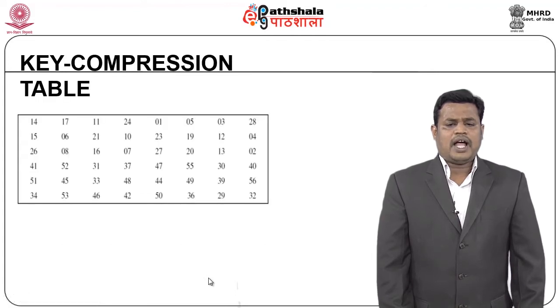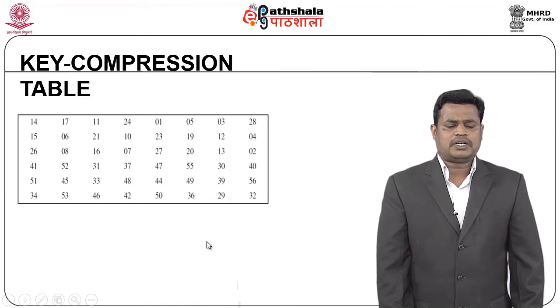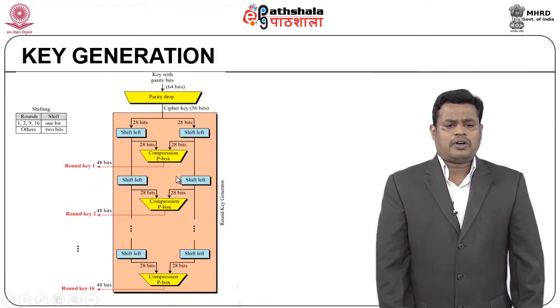And finally, we have a compression table where we need to compress the 56 bit key into a 48 bit sub key. So, overall, the processes involved here in the key generation for each and every sub key generation are the left shift as well as the compression.